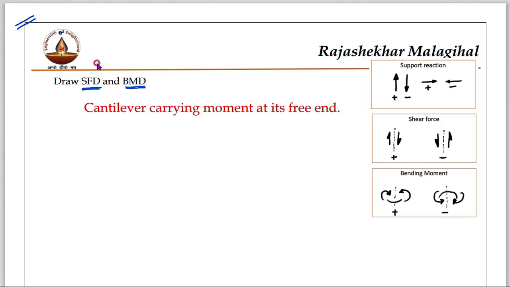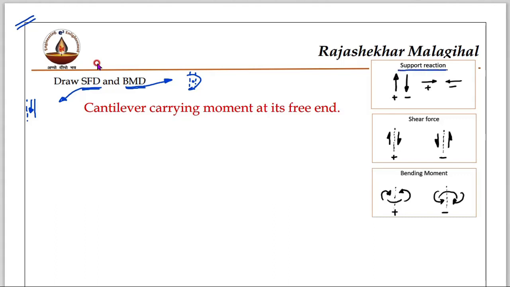Then another very important thing you should know is where to take the sections. For shear force, whenever a point load is acting, you have to take two sections, one just left of the point load and one just right of the point load. And whenever you are dealing with the bending moment, you have to take two sections, one just left of the moment and another just right of the moment. These two rules you have to remember.